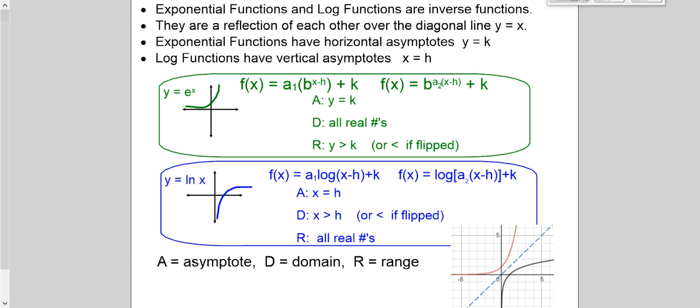And here is a wonderful summary page that puts lots of things together for the e to the x and the ln of x. They are reflections of each other, but they all work the same way with the transformations. Exponential functions and log functions are inverse functions. They are a reflection of each other over the diagonal line, y equals x. Exponential functions have horizontal asymptotes. Log functions have vertical asymptotes. And here's a graph of y equals e to the x and y equals ln x on the same graph. Notice the reflections across that line, y equals x.